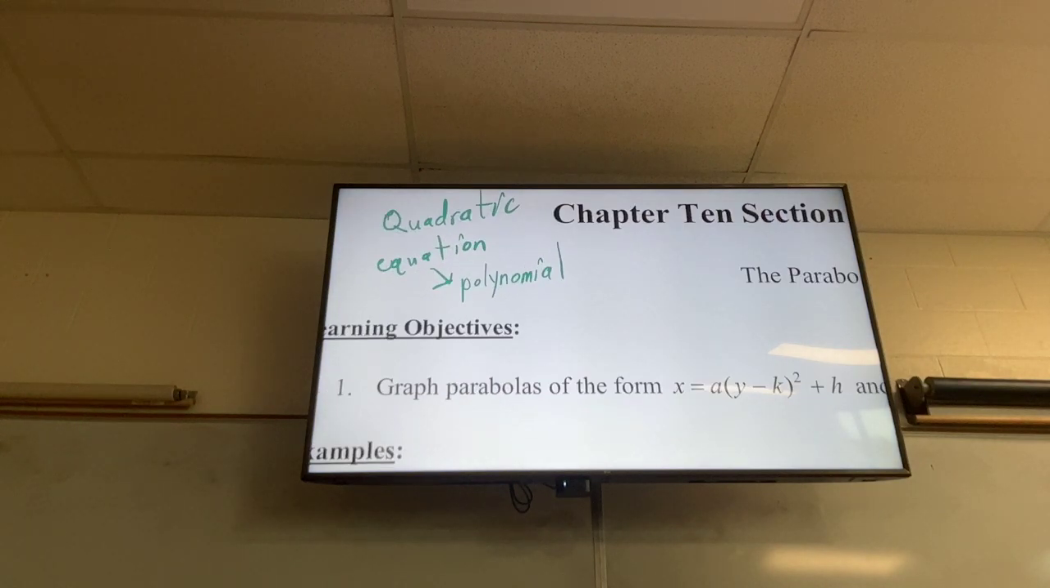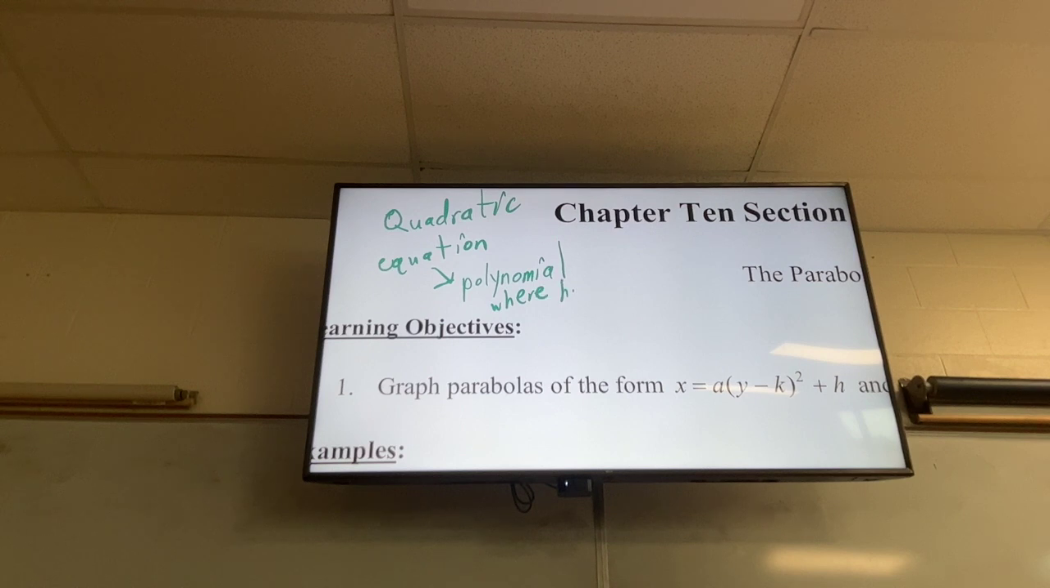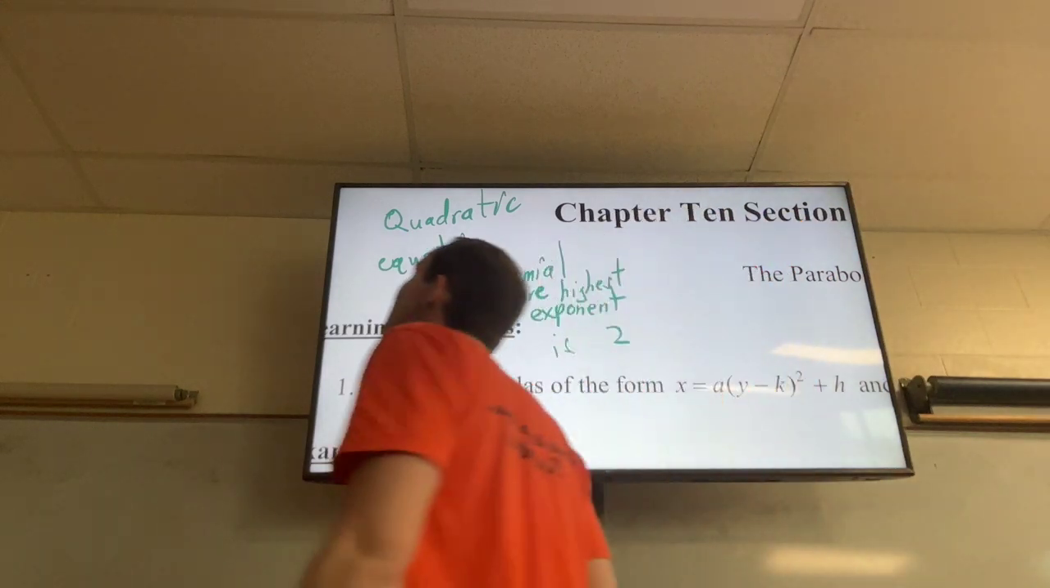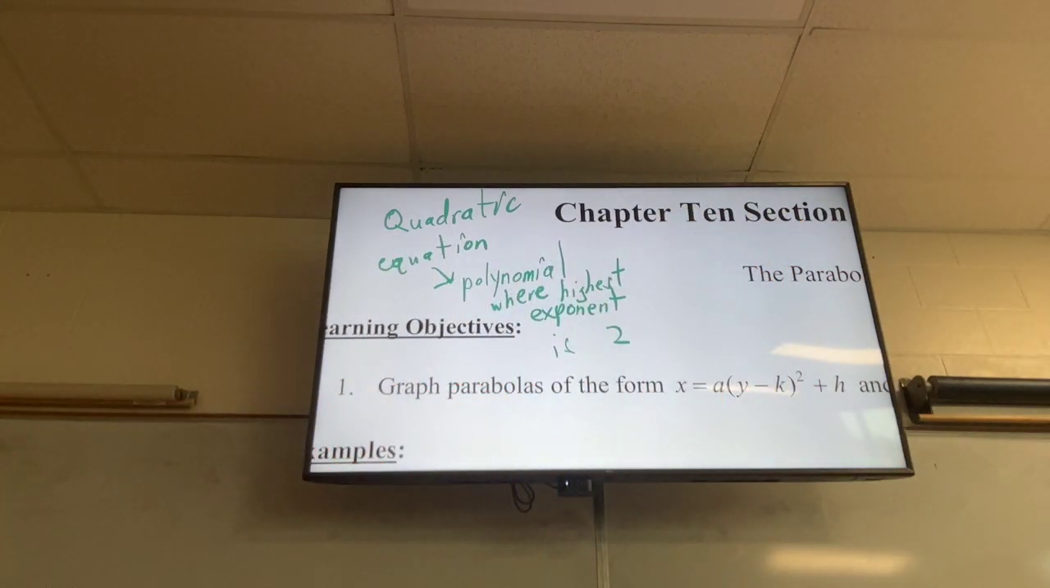It's a polynomial where the highest exponent is 2. The graph of a quadratic equation is called a parabola. It's the graph of a quadratic equation. What's it shaped like? Yeah, a little horseshoe.